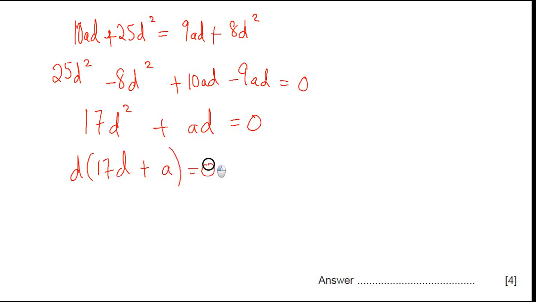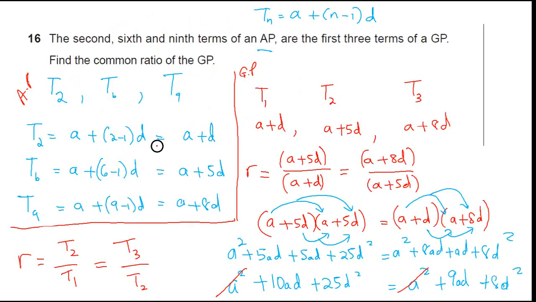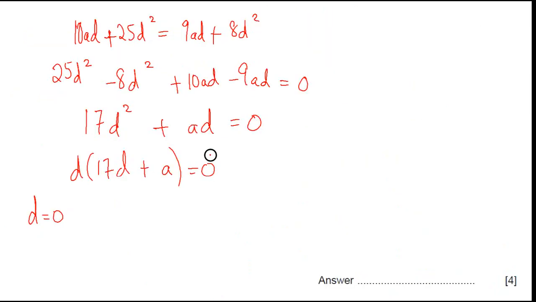A equals 0. D equals 0 won't work, because my common difference cannot be 0. You understand? If I put 0 here, I'll just have an A, 0 there, I'll just have an A. So the sequence is not really going to be geometric. So this one is invalid. So the one we consider is 17d plus A equals 0. Then A equals minus 17d.